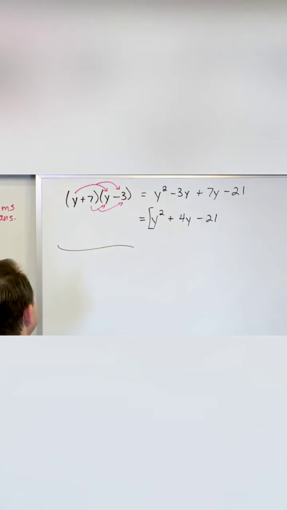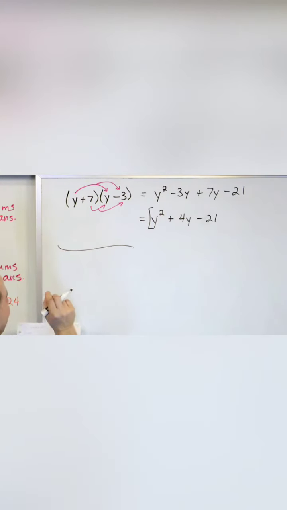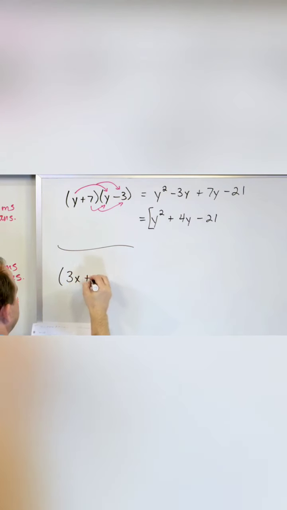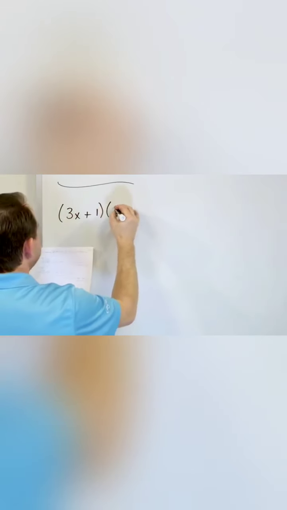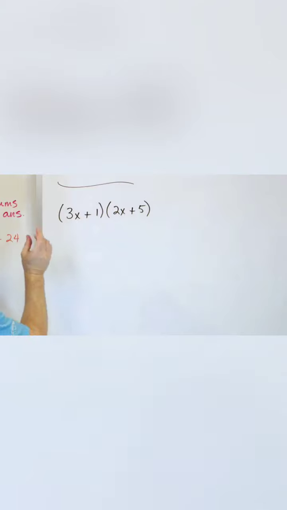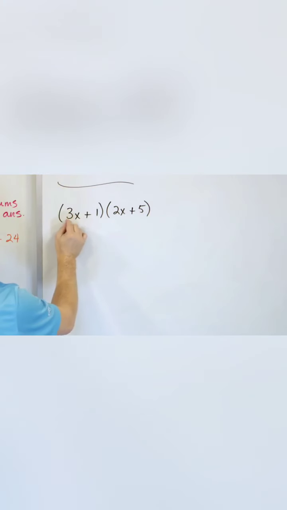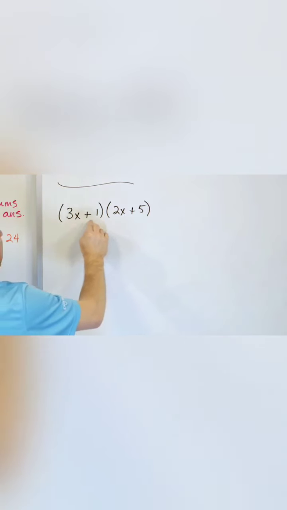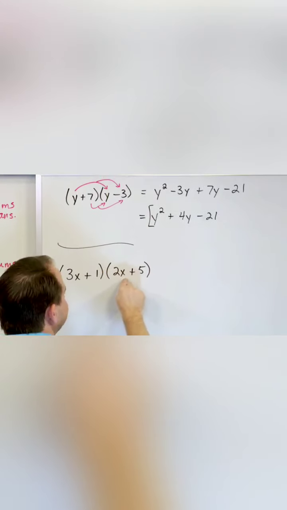All right, let's take it a little bit more complicated, just a notch. Not too bad, though. What if we had 3x plus 1 multiplied by 2x plus 5? So it's going to be the same thing. The only difference is the first term here actually is 3 times a variable. The first term here is 2 times a variable.